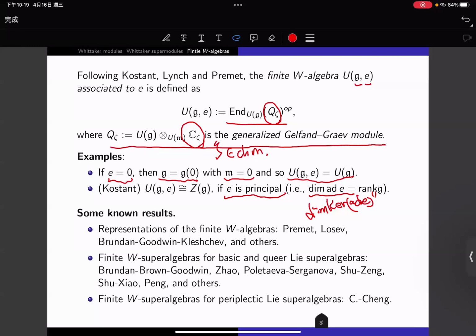There are some known results given by Premet, Losev, Brundan, Goodwin, Kleshchev, and others. And they developed a representation theory of finite W algebras, and we can define Whittaker modules and corresponding categories of finite W algebras. And for basic and queer type superalgebras, there are some results given by Brundan, Brown, Goodwin, and Zhao, and Poletaeva, Serganova, Shu, Bing Shu, and Yang Zhen, and Bing Shu, and Xiao, and Peng, and others. And for the periplectic superalgebra, in my joint work with Chen, we give a construction.